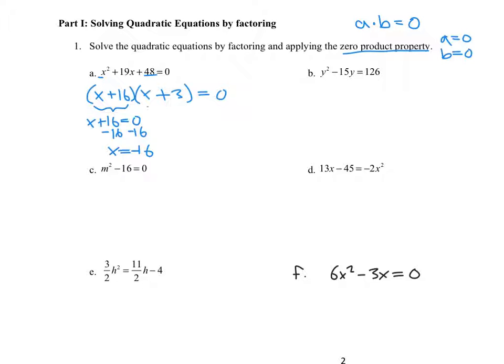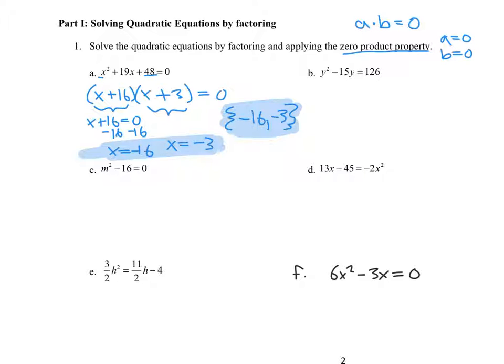In the next factor, I want to figure out what makes that factor 0, and that would be x equals negative 3. You can leave your answer like that, or you could write your answer in set notation with curly brackets. Either is fine. Ooh, that was not a very good curly bracket. But that's okay.